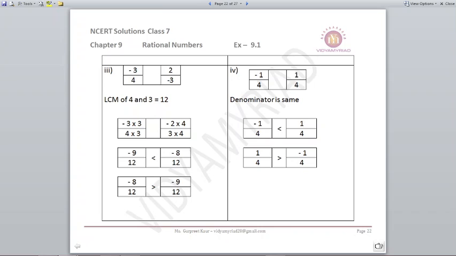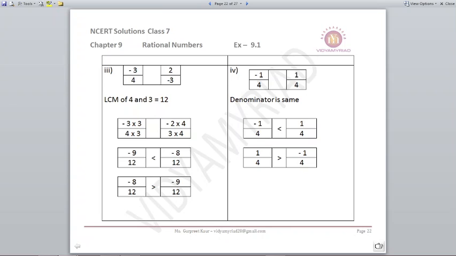Minus 3 upon 4 and 2 upon minus 3. 4 and 3 LCM is 12. So it will become minus 9 upon 12 and minus 8 upon 12. What is bigger, 8 or 9? 8 is bigger. So minus 8 upon 12 is greater than minus 9 upon 12.